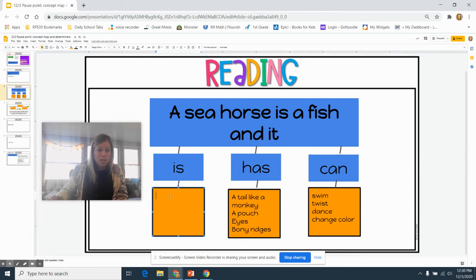Now we're going to come up with some words that describe what a seahorse is. So these are adjectives. These are describing words. So it says, a seahorse is a fish and it is, tell your learning partner, what kind of seahorse is it? A seahorse is a fish and it is, let's look in our book to find some evidence or a clue to what a seahorse is.